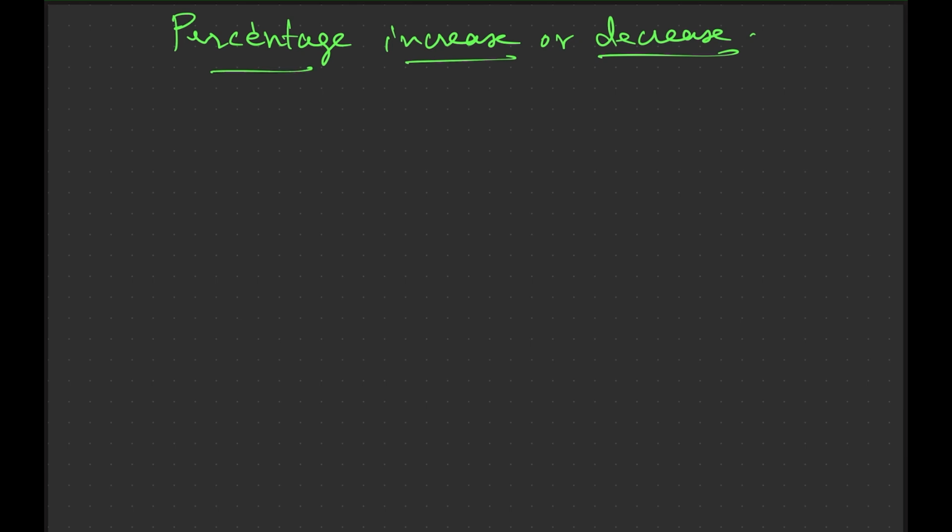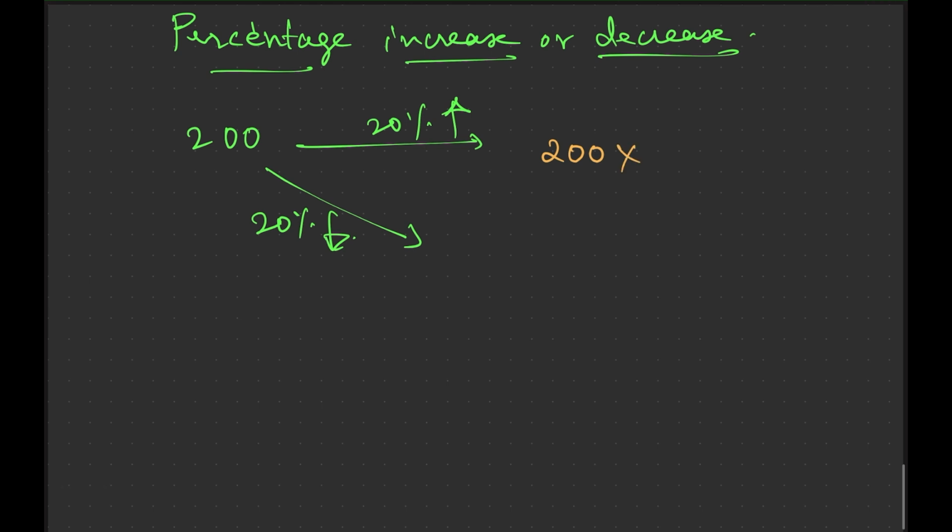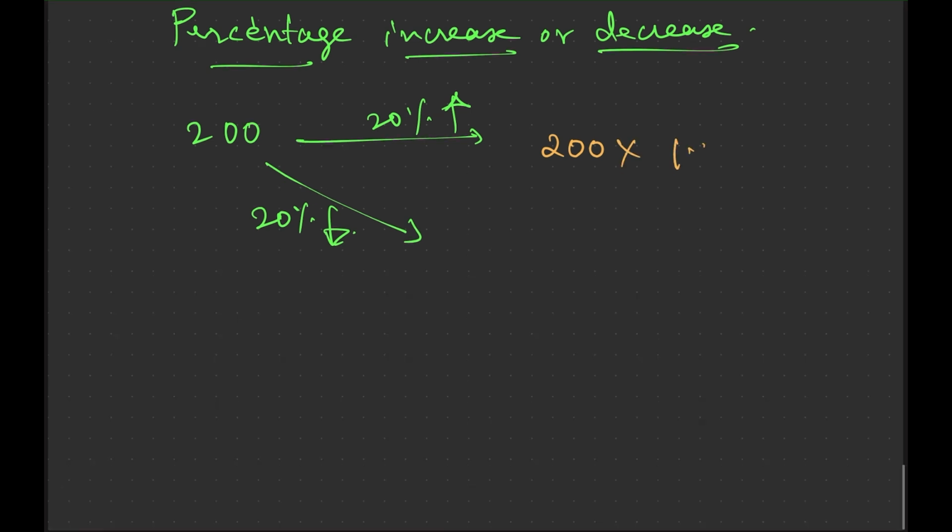So suppose any number is 200. What will happen if we increase it by 20%, or if we decrease it by 20%? In this case we can simply multiply 200 by 1.2, or in this case we can simply multiply 200 by 0.8.